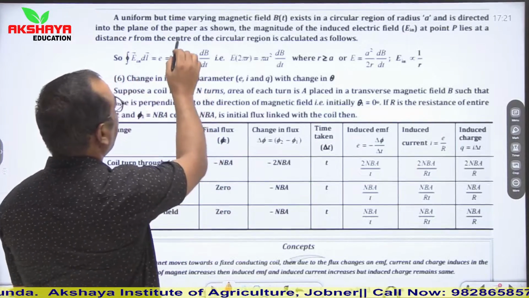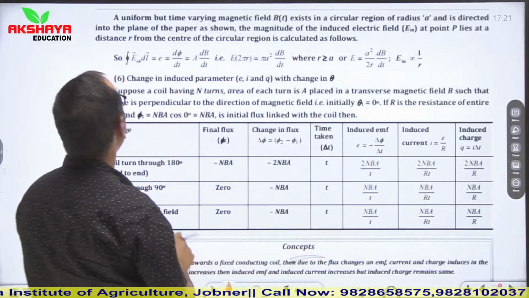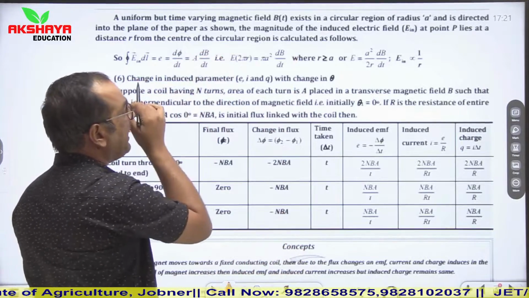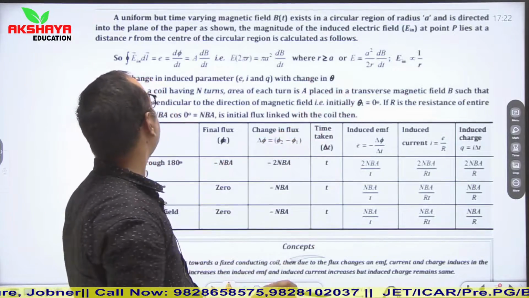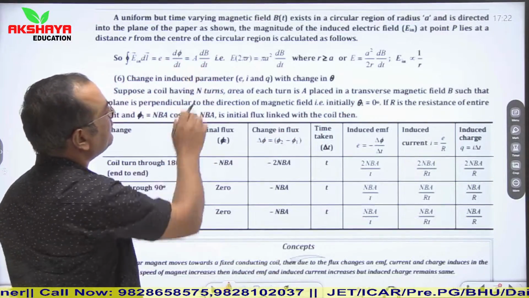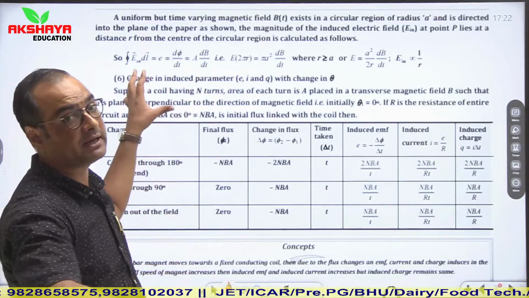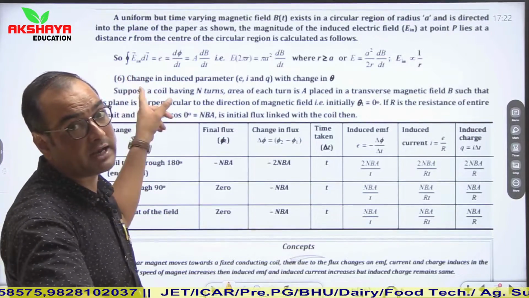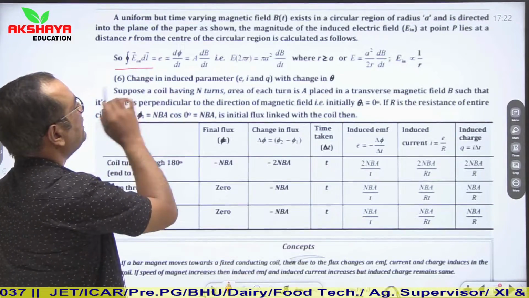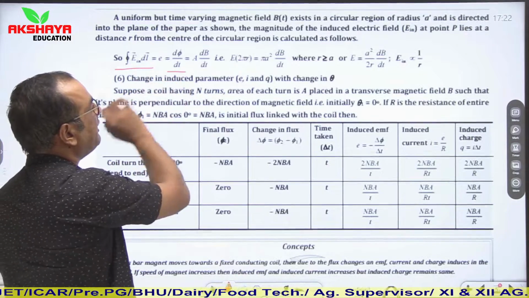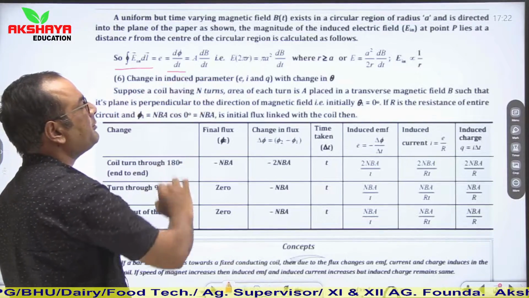A uniform but time varying magnetic field exists in a circular region of radius a and is directed into the plane of paper. The magnitude of induced electric field at point P, which lies at a distance r from the center of the circular region, is calculated as follows. Here we are given a mathematical relation between induced electric field and magnetic field: closed integral E dot dl is equal to EMF, which is equal to d phi upon dt. If we place the value of phi, then we can say A into dB upon dt.